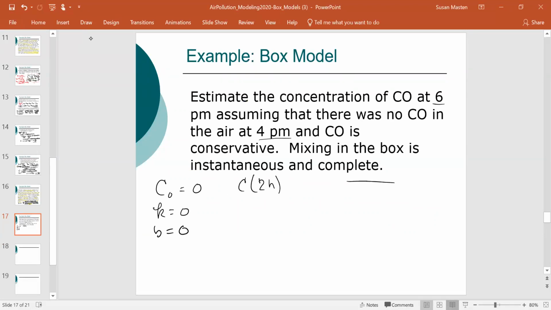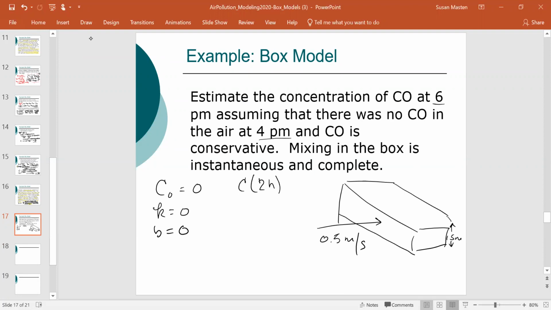So again, here's my box model. I have wind in this direction. It is 0.5 meters per second. The height we said was 15 meters. The length was 80 kilometers. And the width is 15 kilometers. Okay, so those are the conditions we're looking at.